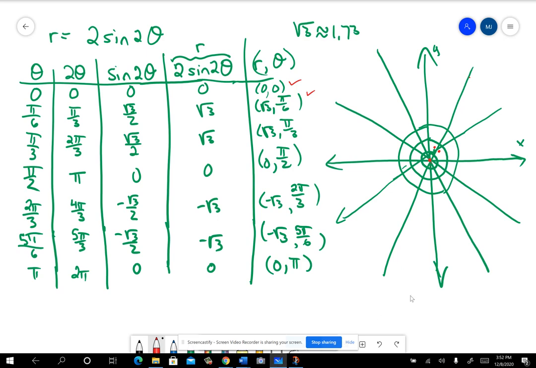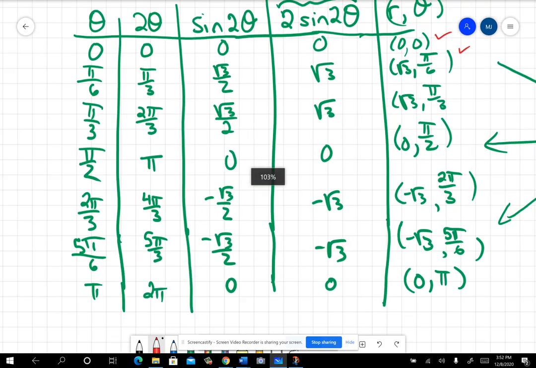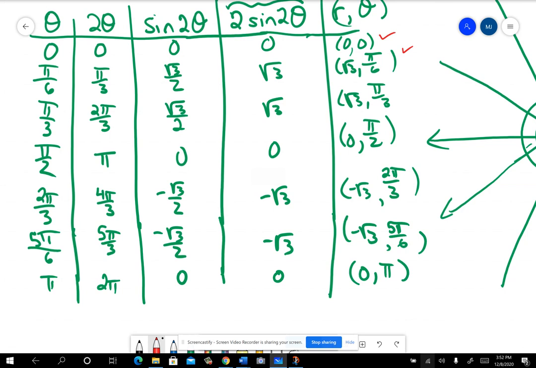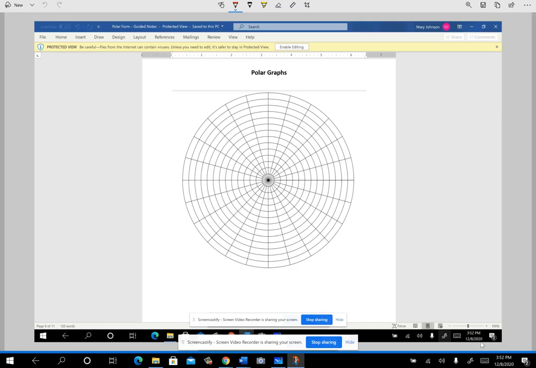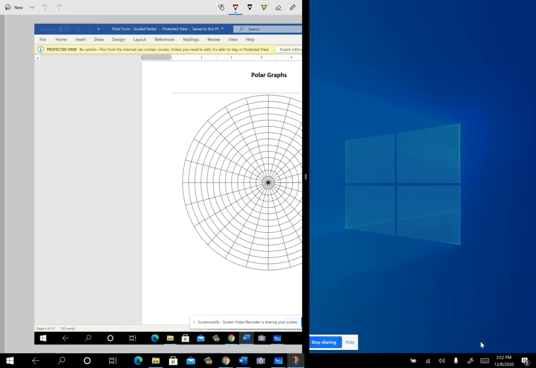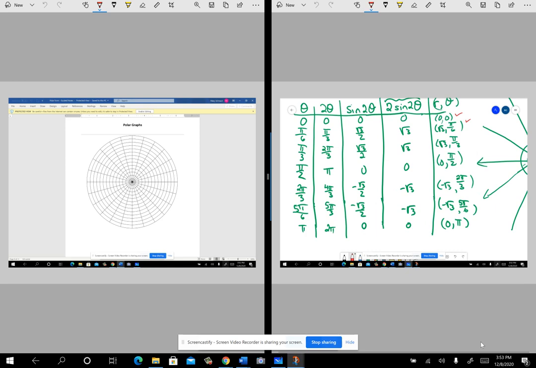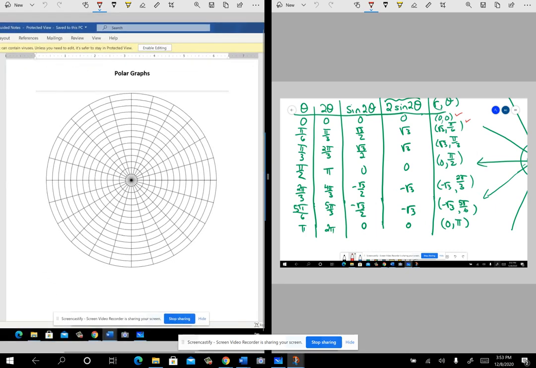Then I'm going to snip this so they're together. Okay, so let me take a snip of that, and then the table should be right next to the graph paper I'm trying to use.